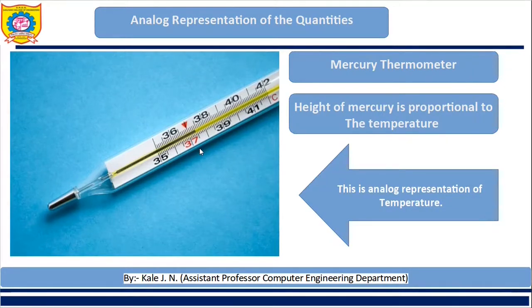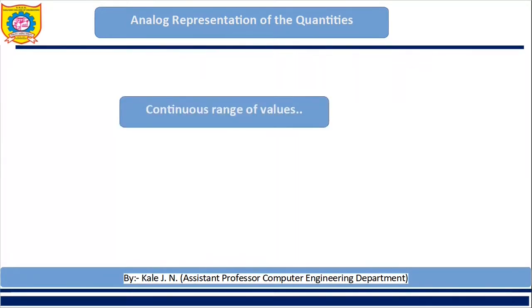So this analog quantity has one important characteristic, that is they vary over a continuous range of values. For example, the automobile speed can have any value between 0 and say 100 km per hour. Similarly, the temperature value in a mercury thermometer can be any value from say 35 degrees Celsius to 42 degrees Celsius. Actually, between these two values, 35 degrees Celsius and 42 degrees Celsius, again we can have an infinite number of values.